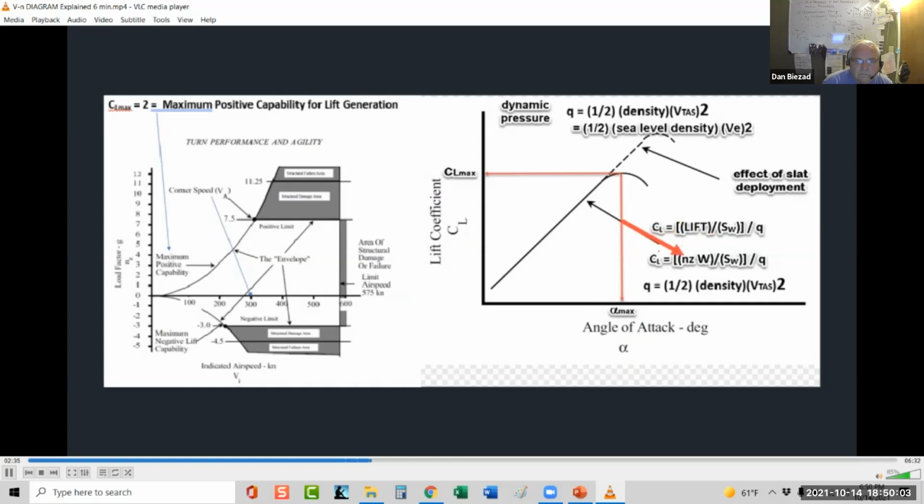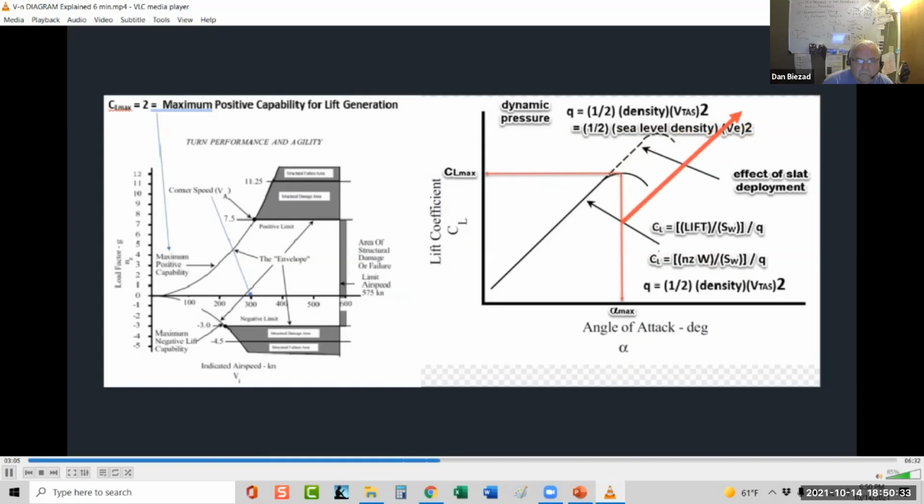Now I see I have load factor. I can get velocity from Q because I know that the dynamic pressure, Q, is 1/2 density times true airspeed squared. So in other words, your dynamic pressure, 1/2 density times v squared, true airspeed squared. And in class we said that you could use sea level density if you wanted to relate this to ram pressure. So the dynamic pressure is 1/2 the sea level density times the equivalent velocity squared.